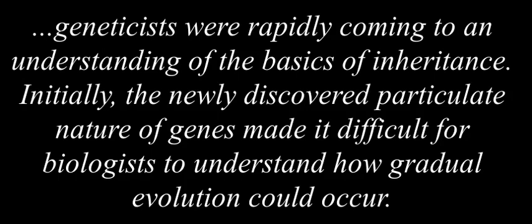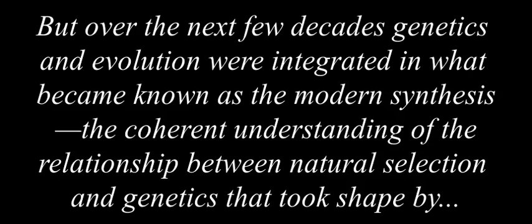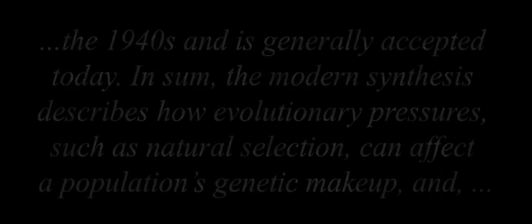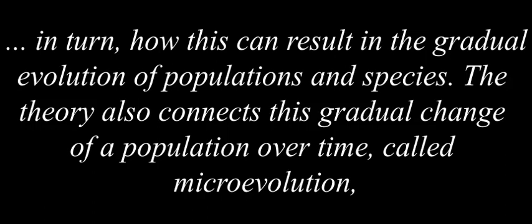gradual evolution could occur. But over the next few decades, genetics and evolution were integrated in what became known as the modern synthesis, the coherent understanding of the relationship between natural selection and genetics that took shape by the 1940s and is generally accepted today. In sum, the modern synthesis describes how evolutionary pressures, such as natural selection, can affect a population's genetic makeup and, in turn, how this can result in the gradual evolution of populations and species.